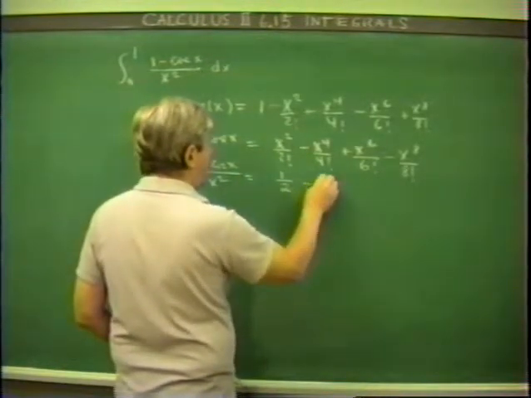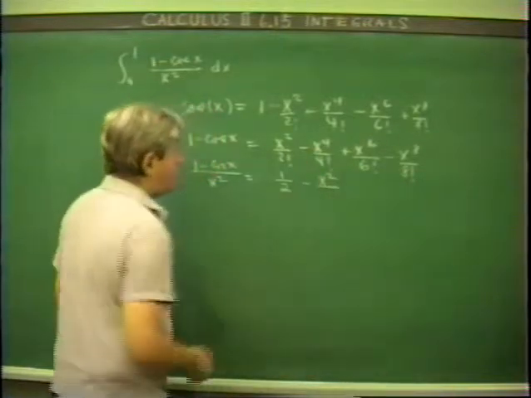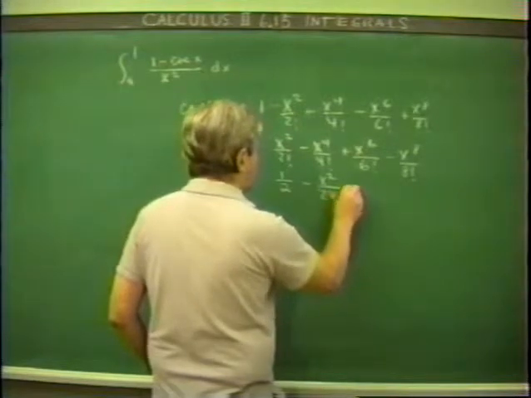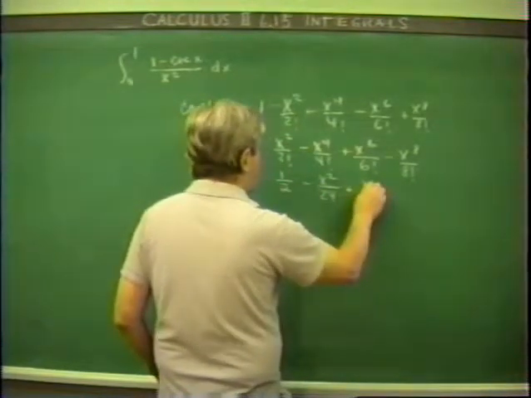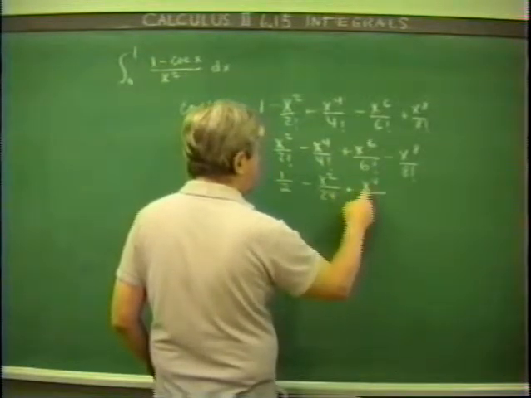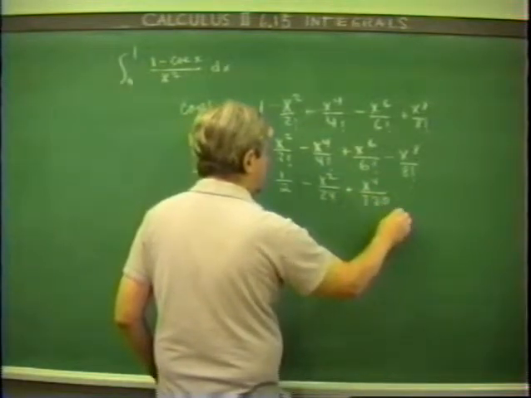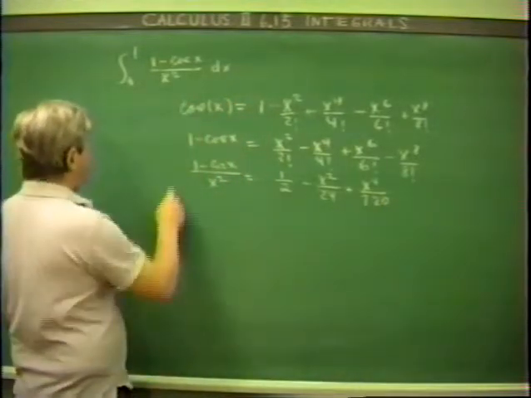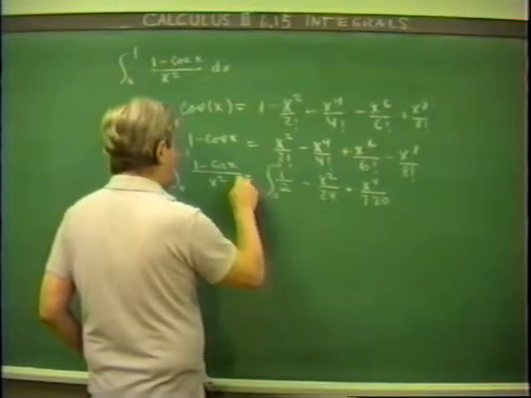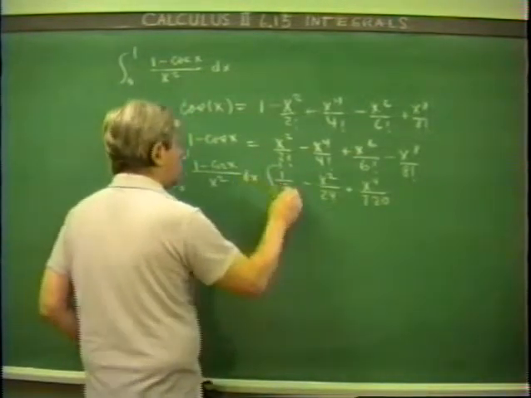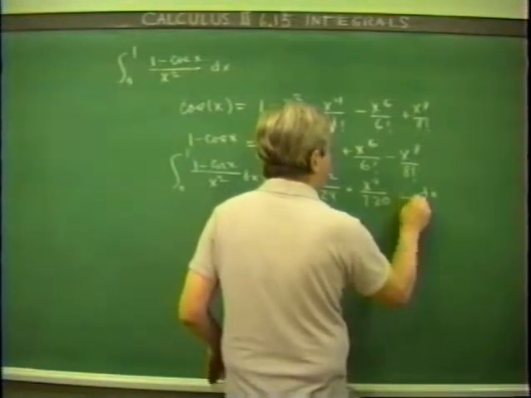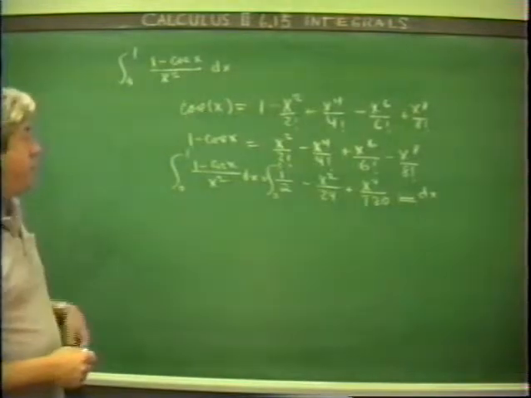And so 1 minus cosine x over x squared is going to be equal to 1 over 2 factorial minus x squared over 4 factorial. 4 factorial is 24. Plus x to the 4th over 6 factorial, 720. Okay, let's carry it this far. And now let's look at the integral from 0 to 1 of this. It should be the integral from 0 to 1 on the right-hand side here.